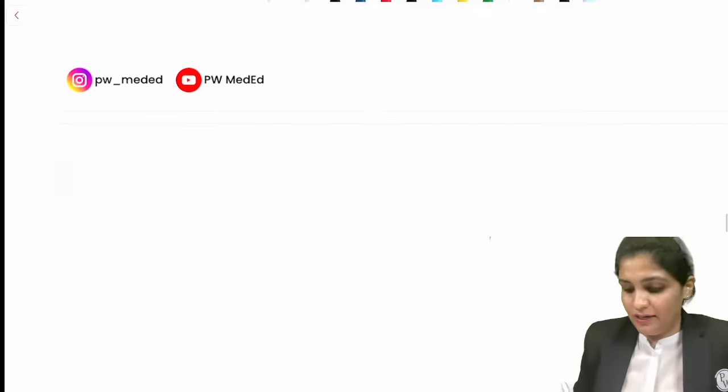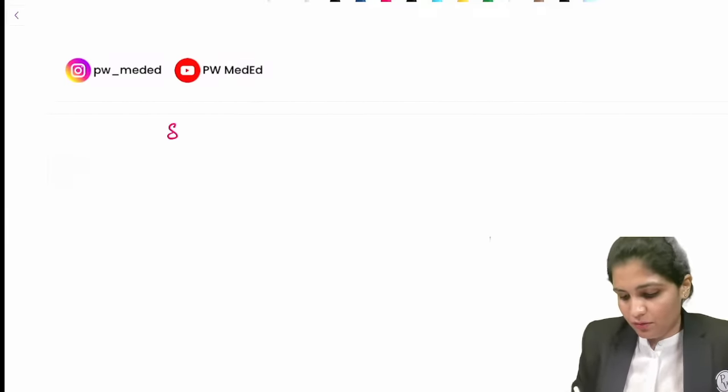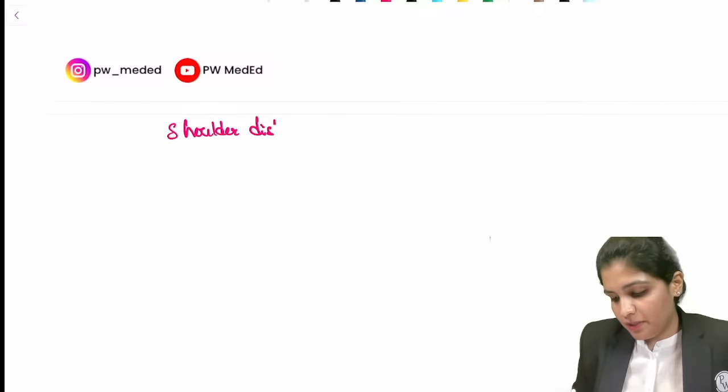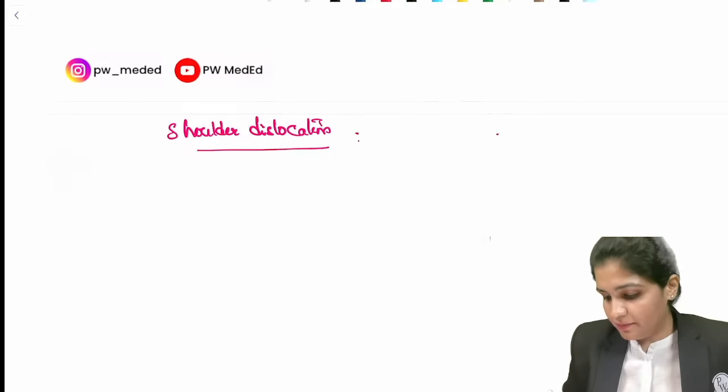So in case of shoulder dislocation, the most common, it is the most common joint to get dislocated.